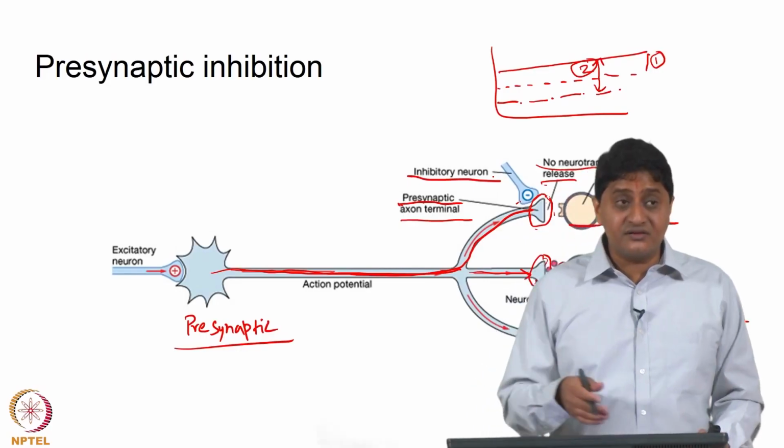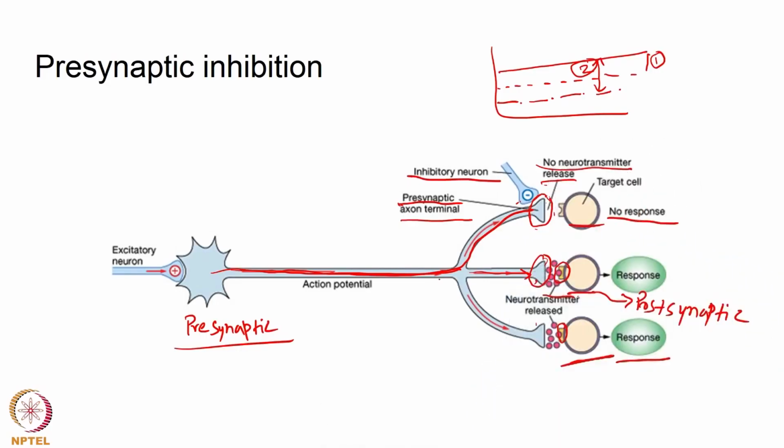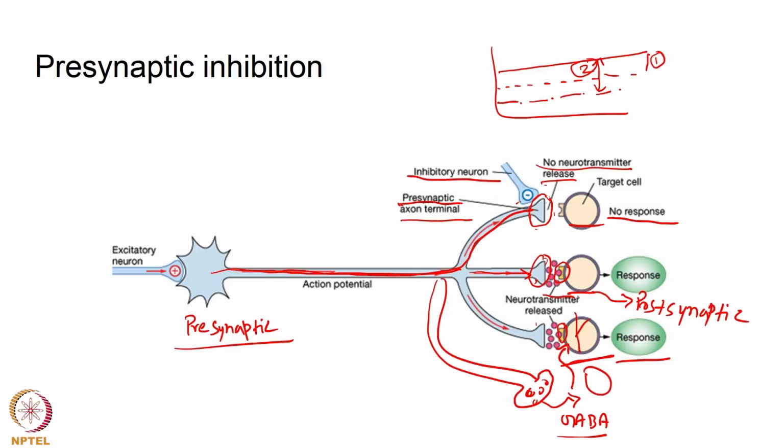By the way, what is not discussed is that this could also have another branch, say for example here, that is going to release an inhibitory neurotransmitter like GABA that causes an inhibition. This is postsynaptic inhibition. This is a chemical that is inhibiting this cell, or maybe travels to these cells and inhibits these cells.